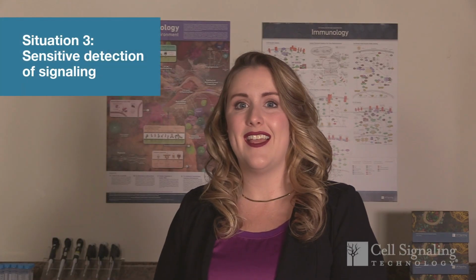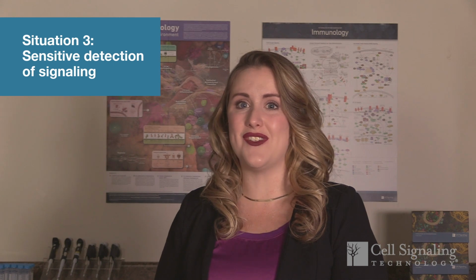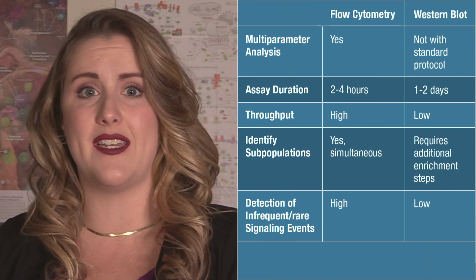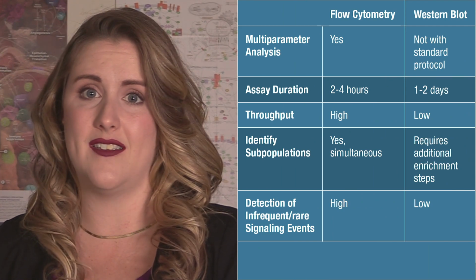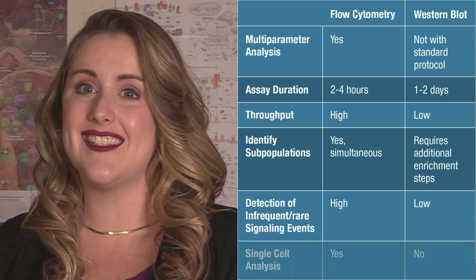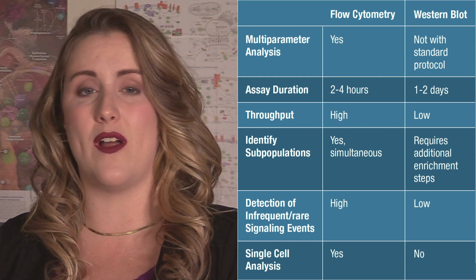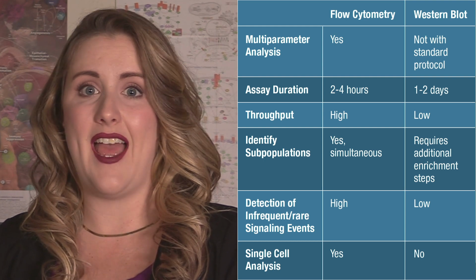Situation 3. You want more sensitive detection of intracellular signaling events. Let's say you're measuring a signaling response to a stimulus, but only a portion of the cells in your sample are responding. This is not uncommon for many signaling readouts. In Western blot, lysates are pooled into one sample, so your signal from the responding cells will be effectively diluted out. But in flow cytometry, analysis is conducted on a single cell basis, enabling you to detect and quantify these rare signaling events and define the cell types in which they occur.